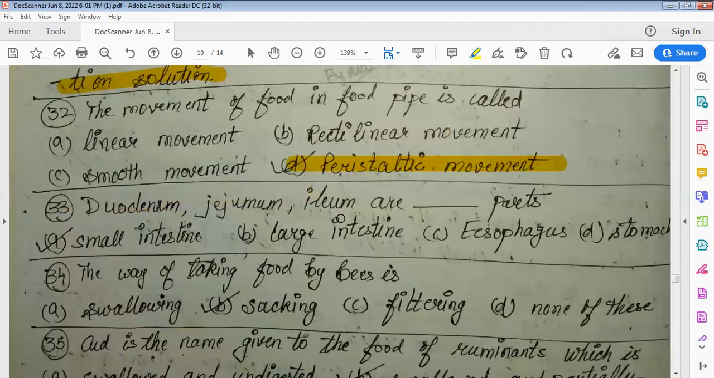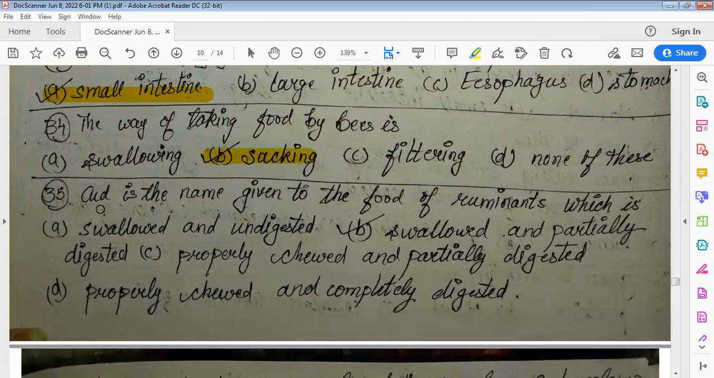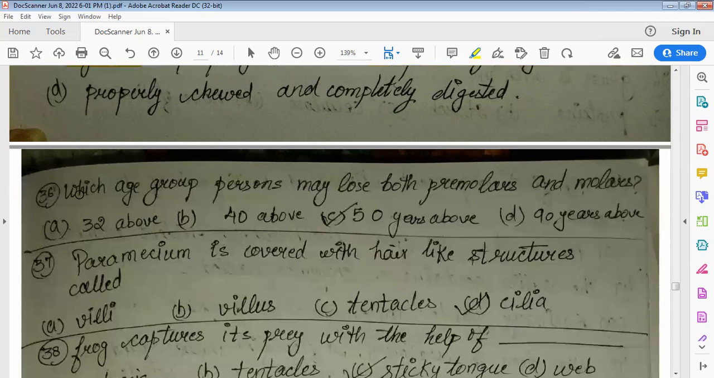Duodenum, jejunum, ileum are parts of the small intestine. The way of taking food by bees is sucking. Cud is the name given to the food of ruminants, which is swallowed and partially digested. Which age group person may lose both premolars and molars? 50 years and above.